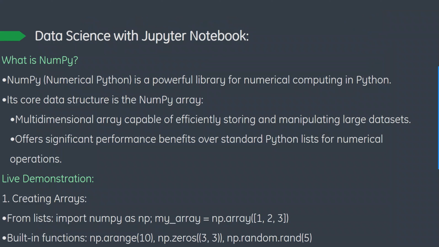Next, data science with Jupyter. What is NumPy? Why is it used in data science? So NumPy, as we all know, is a very powerful library for numerical computing in Python. Its core data structure is the NumPy array, a multi-dimensional array capable of efficiently storing and manipulating large data sets. And it offers significant performance benefits over standard Python lists for numerical operations.